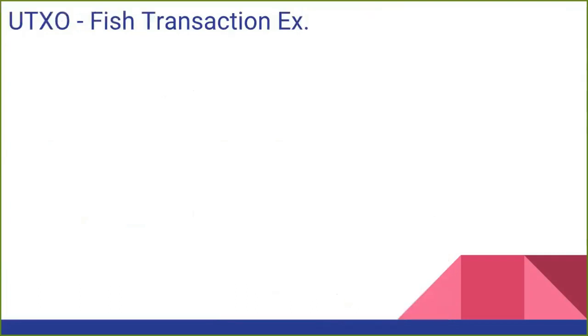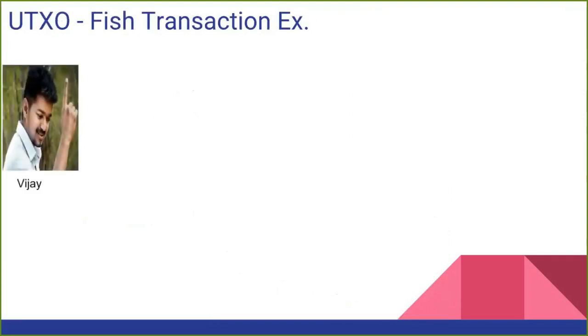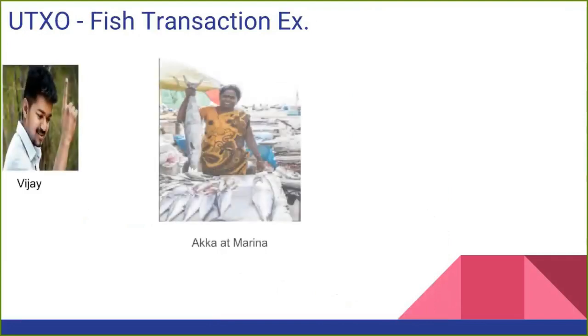So let's see our first transaction example. There is a guy. He went to Marina and he met Akka. She was selling fish, and because he is showing his finger like this, it means he wants 1 kg of, I don't know what fish, whatever. So Akka told him that this fish is going to cost you 600 bucks.